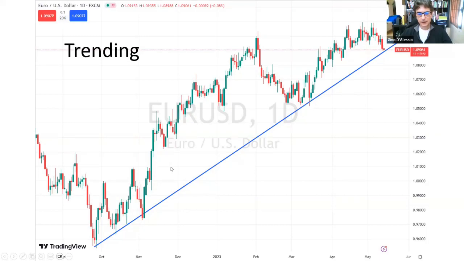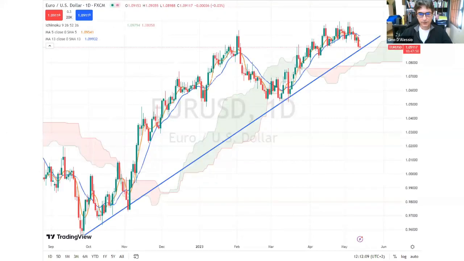But I always recommend using more than one technical analysis or technical tool. Drawing trend lines is a very appropriate tool as well. Establishing support levels and resistance levels is also very important.